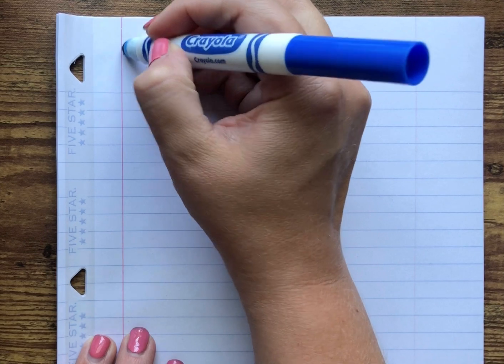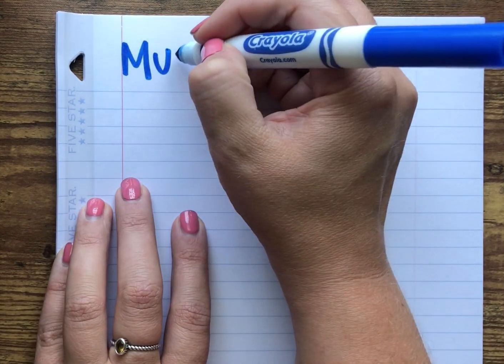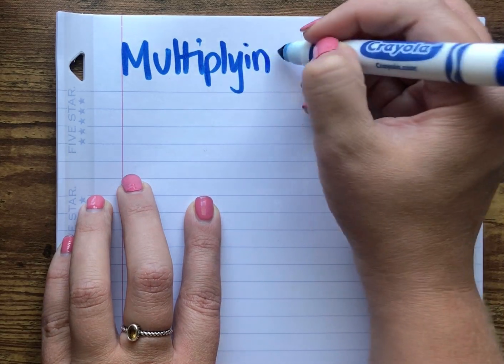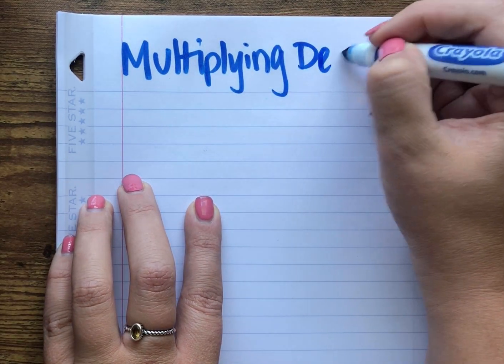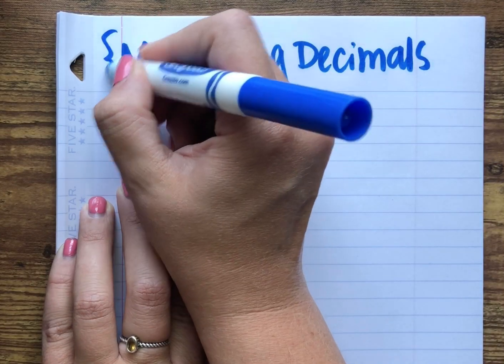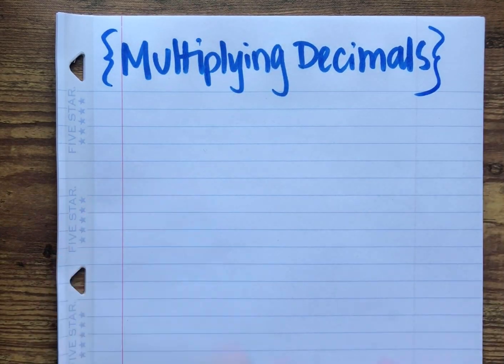Okay, so our lesson today is going to be over multiplying decimals. So I'm going to write that as my title. And just like yesterday, so yesterday we talked about adding and subtracting decimals. So today we're going to be working with multiplying, so just a different operation. You're going to notice that the steps are different.